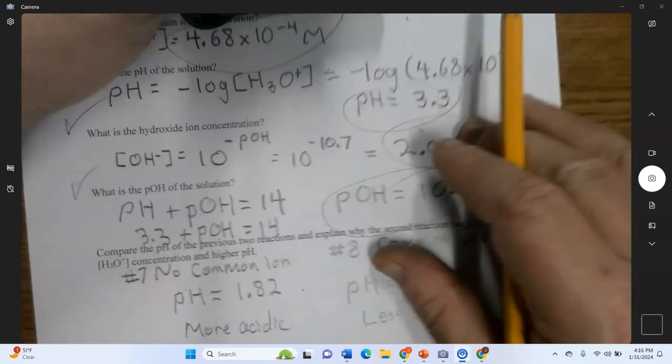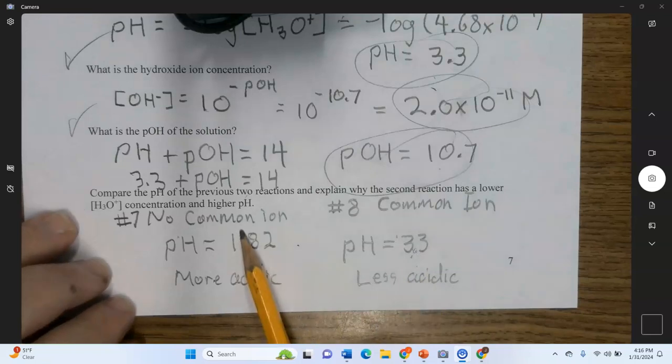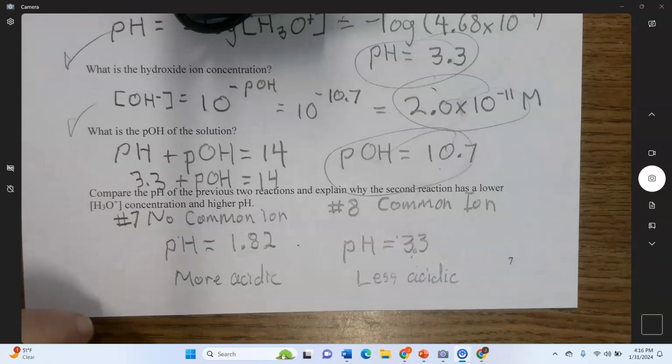So with the common ion, you have a less acidic solution because you're not able to produce these as easily as if you didn't start off with this side already having some formate ion. So therefore, with the common ion, you end up with a less acidic solution. With no common ion, you end up with a lower pH, a more acidic solution. Okay, so that takes care of this. All the answers that you have or that are on the assignment for the weak acid.